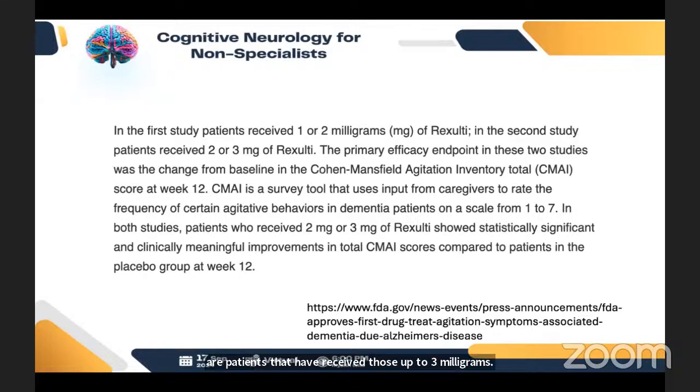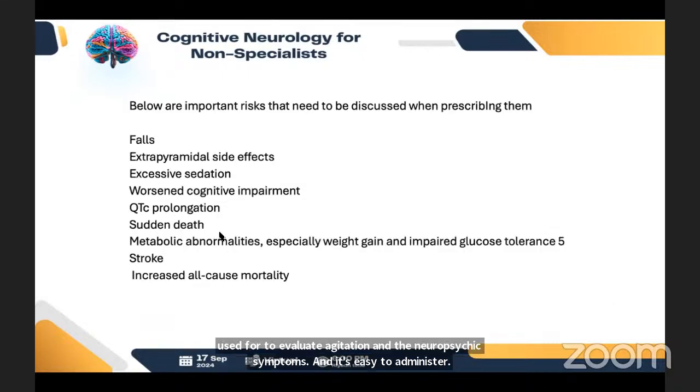You'd usually see a significant or meaningful improvement throughout week 12, or at least throughout 3 months of using the medication and getting to the right dose. That's why I mentioned the Cohen-Mansfield Agitation Inventory, because it's one of the main ones used to evaluate agitation and the neuropsychiatric symptoms, and it's easy to administer and follow up with. Below are the risks that you need to discuss when you're prescribing those medications, especially for practitioners in primary care settings.